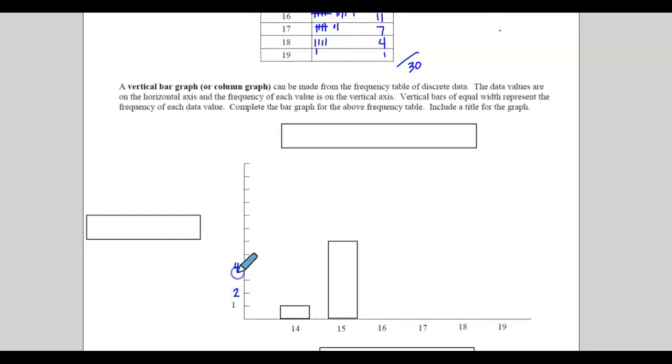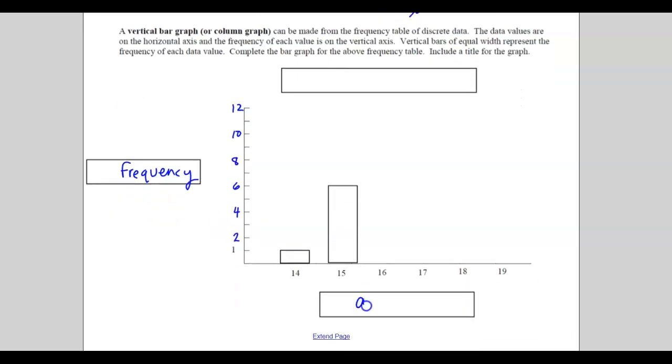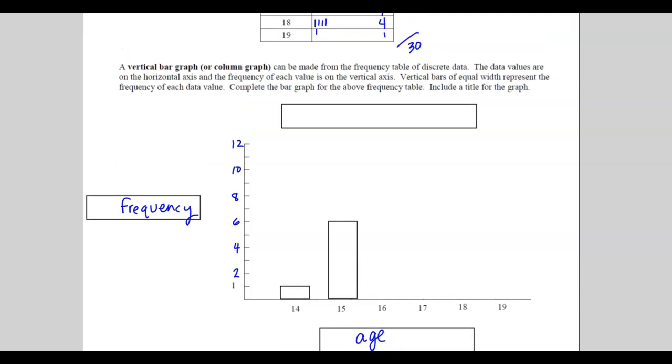If your writing is really big, then every 2 dashes, put a label. You always want to label your axes. What do they represent? So this is the frequency, and this would be age. And the title would be Ages of Henry Wisewood Students.